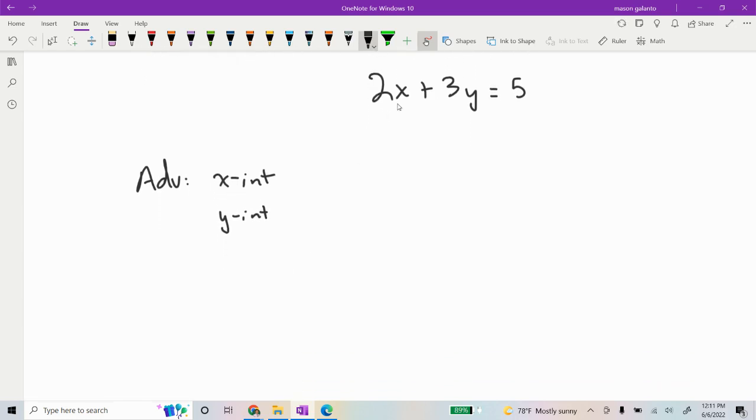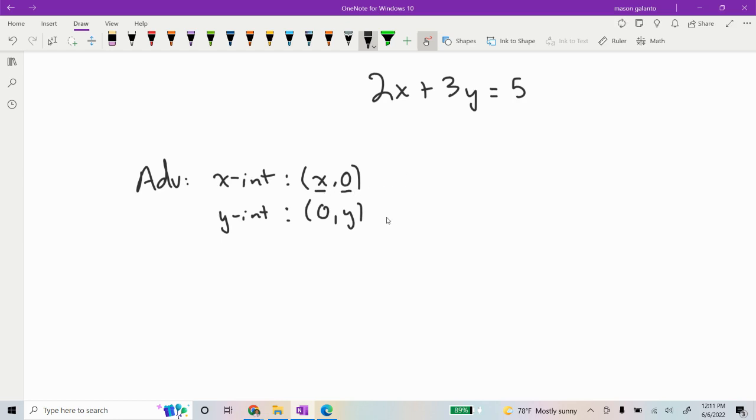We also, it kind of eliminates all of our fractions. You rarely ever see standard form with fractions. And just to reiterate here, when we're looking for our x-intercept and our y-intercept, x-intercept happens when we have a point x comma 0, and we have a y-intercept at the point 0 comma y.